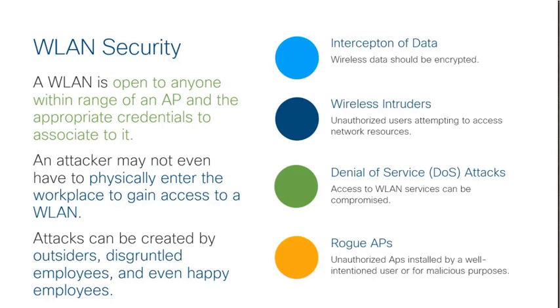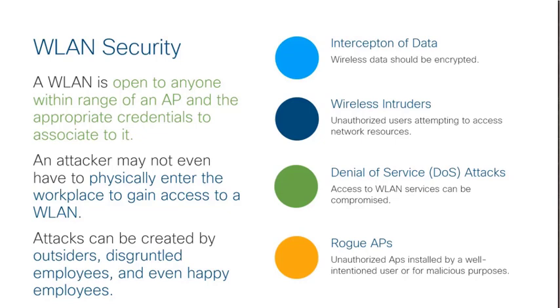There are many different types of wireless attacks that can happen, one of them being interception of data. Your wireless data should be encrypted at all times to prevent it from being read by eavesdroppers, people who shouldn't have access to that data. Wireless intruders are unauthorized users that are attempting to access network resources, and you know what? They can be deterred by using authentication.